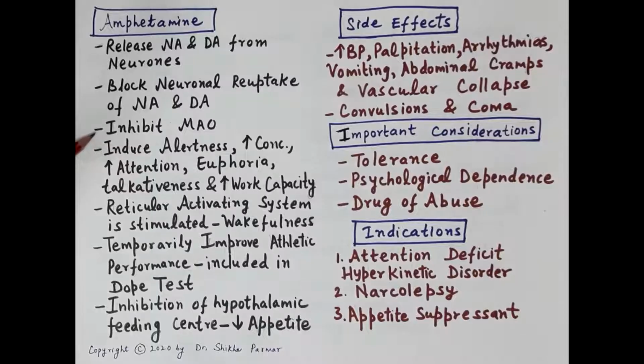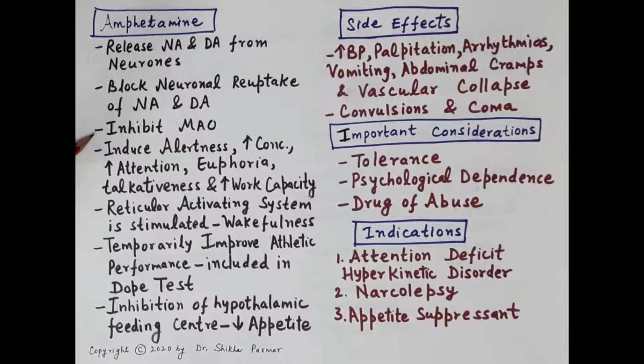Amphetamine also inhibits monoamine oxidase. Monoamine oxidase is an enzyme which is responsible for the metabolism of amines like dopamine and noradrenaline. So amphetamine also inhibits monoamine oxidase, thereby increasing the availability of norepinephrine as well as dopamine. And by increasing the levels of norepinephrine and dopamine, amphetamine induces alertness, increases concentration, attention. It produces euphoria, that is a feeling of well-being, talkativeness, and it also increases the work capacity.